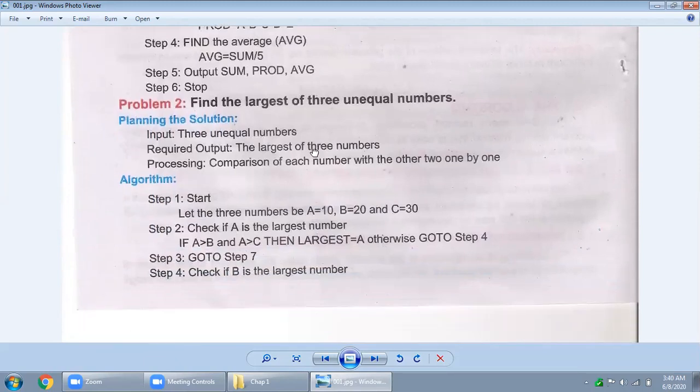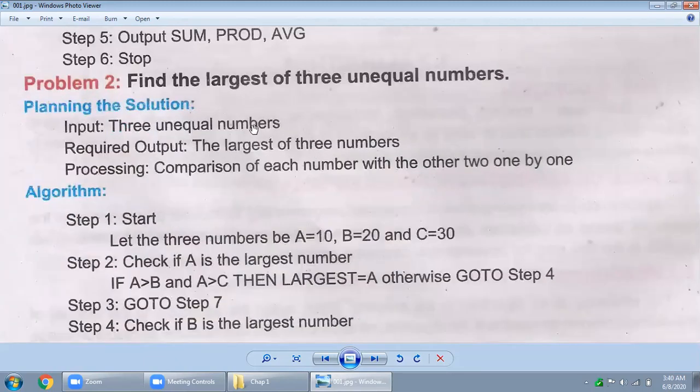Okay, next problem, try to understand this one. Find the largest of 3 unequal numbers. Let's say one number is 5, the second number is 2, the third number is 8. This is my assumption, because these are unequal numbers. Equal numbers would mean the first number is 5, the second number is 5, and the third number is also 5.